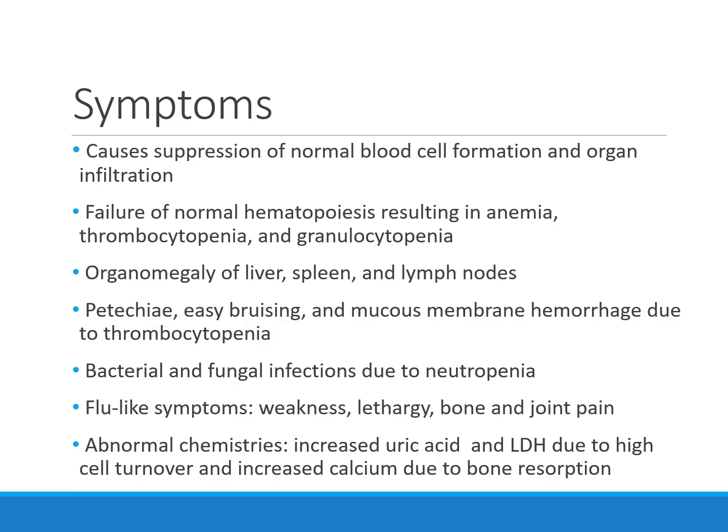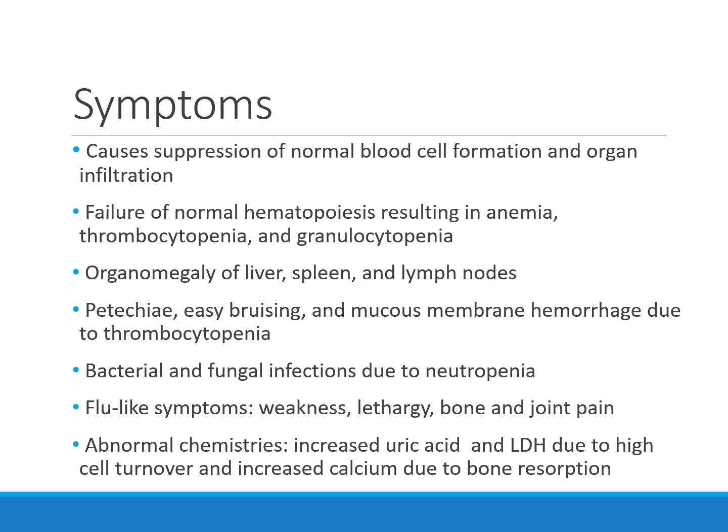So a lot of people who develop leukemias or who are later diagnosed never know that they have a significant illness or serious illness until they become symptomatic. And that's because leukemias cause suppression of normal blood cell formation and organ infiltration. This may result in the failure of normal hematopoiesis, resulting in things like anemia, thrombocytopenia, and granulocytopenia.